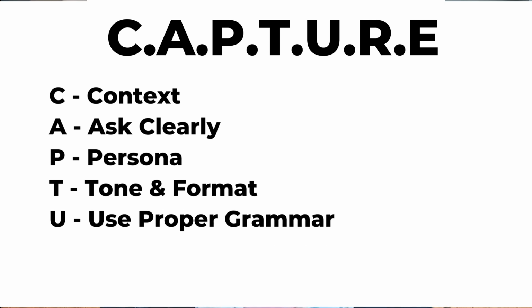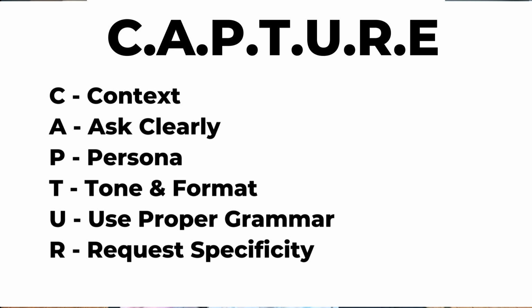U is use best grammar. Now, if you've been watching my videos, you will know I can't spell for toffee and often get the grammar wrong. But what happens is that sometimes you get it wrong. A really good example, if you put Canva in instead of canvas, then you get a very different response from ChatGPT. R is for request specificity. So be specific, mention exactly what you want the large language model to cover.